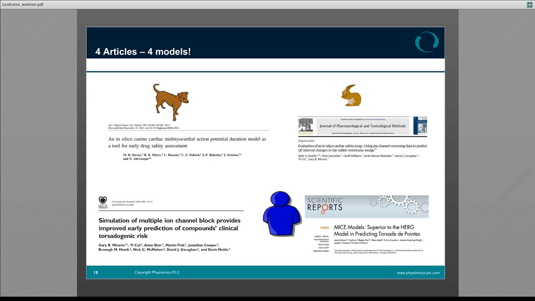So like I said before, for the literature review, we're going to look at four models, and these have come from four articles. Now, I must admit, there are more articles coming out every day, so please excuse the fact that we're only going to cover a certain number of these articles today.